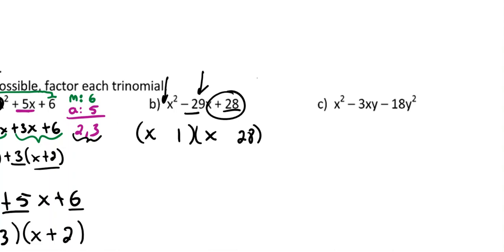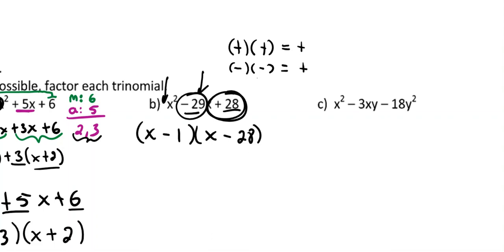Well, there's only 2 ways to multiply to a positive. They can both be positive, right? Positive times a positive gives you a positive, or a negative times a negative gives you a positive. So, what if these were both negative? -1 and -28. So then we've got -1 times -28 does give us positive 28. And -1 minus 28 gives us negative 29. There. Done. So that one is done.